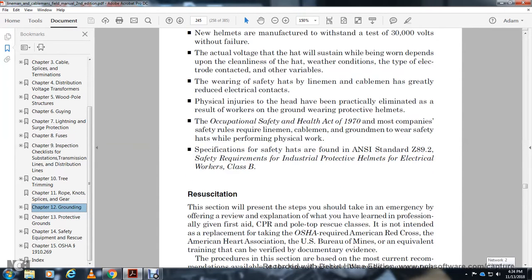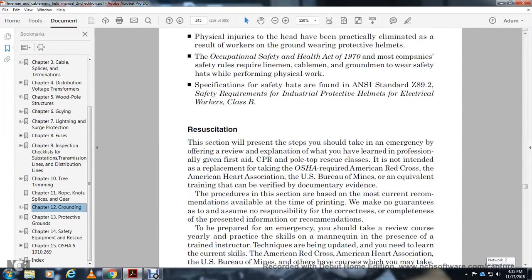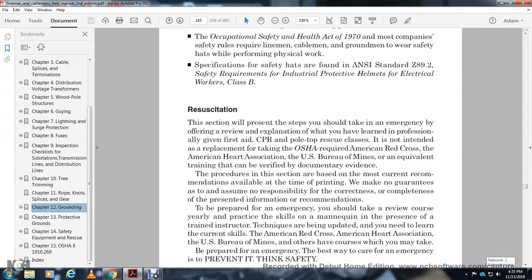Class B helmets are covered in ANSI requirements for industrial protective helmets. Next is resuscitation. This section will present the steps that should be taken in an emergency, offering a review of the explanation if you have learned the professional aid given in first aid, CPR, and pole top rescue classes. It is not intended to replace the OSHA required American Red Cross, American Heart Association, or U.S. Bureau of Mines equivalent training, so verify the documentary evidence. The procedures are based on the most current recommendations available at the time of printing, with no guarantee and no responsibility assumed for correctness or completeness.